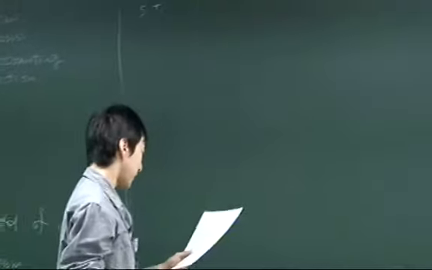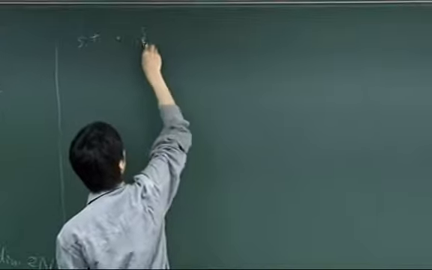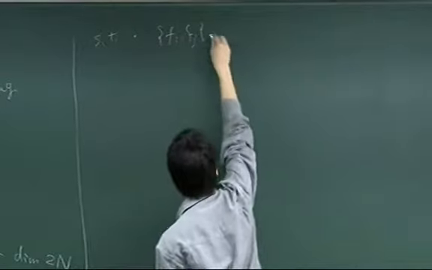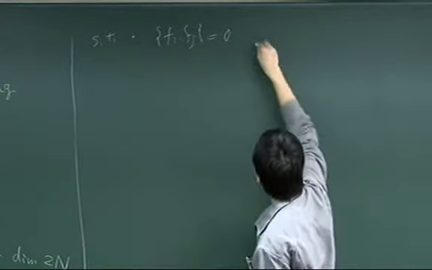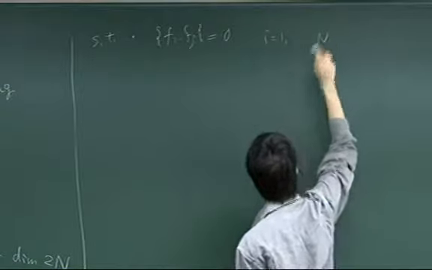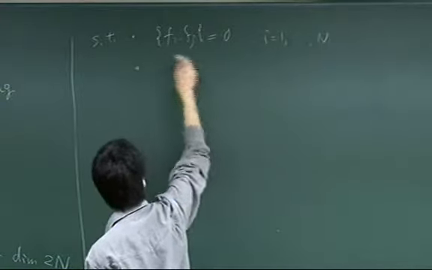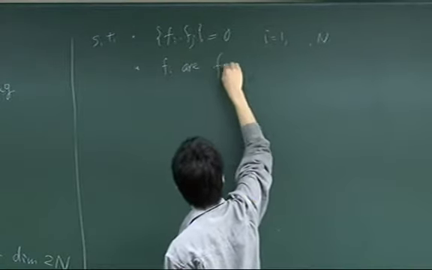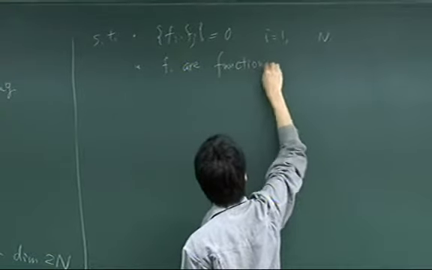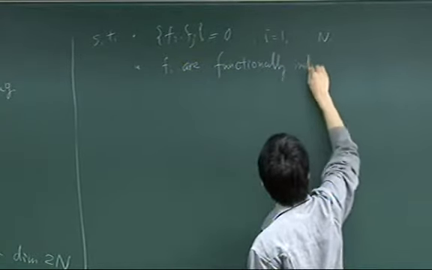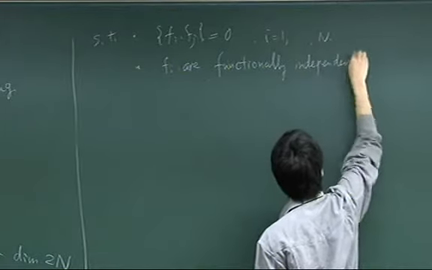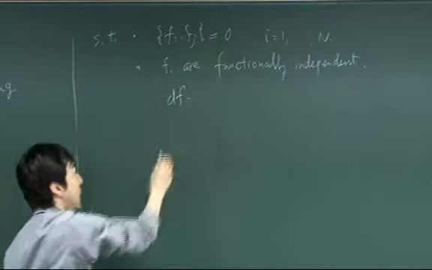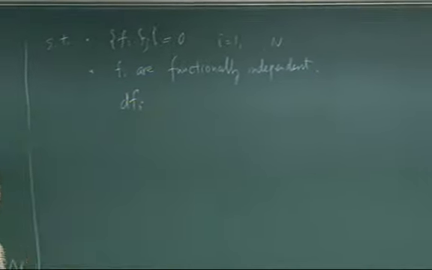these functions are Poisson commuting to each other. We also assume that these are functionally independent. This means that the derivatives of these functions are linearly independent on an open dense subset of M.